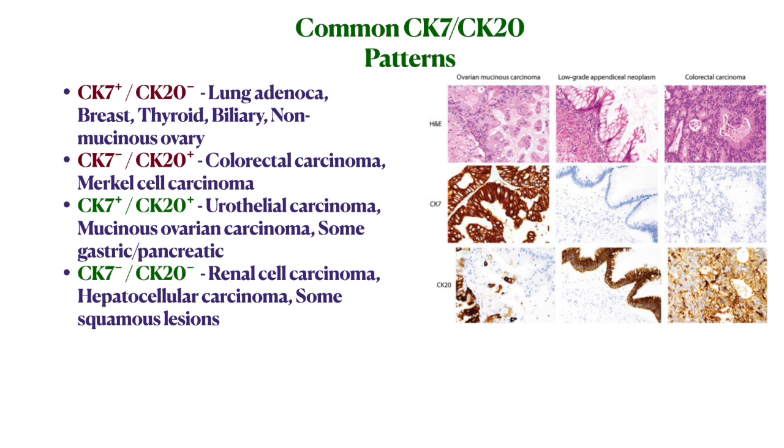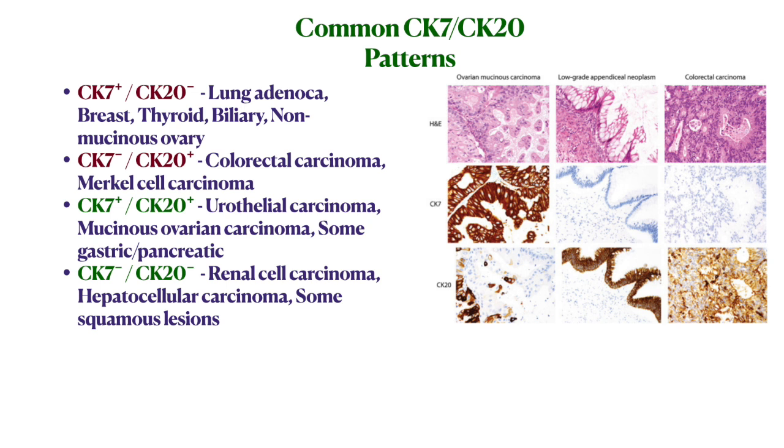So this helps you further narrow down the differential in these metastatic cancers. You can see that for CK7 positive and CK20 negative, the common tumors are lung adenocarcinomas, breast carcinomas, thyroid carcinomas, biliary and non-mucinous ovarian carcinomas. Whereas the opposite, that is CK7 negative and CK20 positive, is seen in colorectal carcinomas. Both positive, that is CK7 positive and CK20 positive, is seen in urothelial carcinoma, mucinous ovarian carcinoma and some gastric and pancreatic tumors. CK7 negative and CK20 negative, both negative, is seen in renal cell carcinoma and hepatocellular carcinomas.